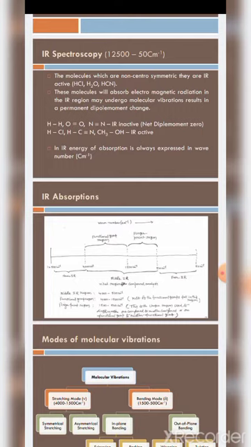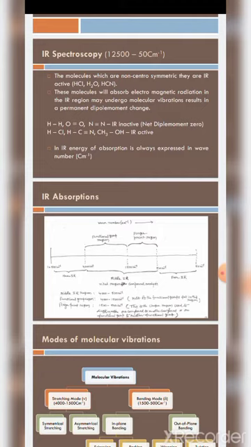These molecules will absorb electromagnetic radiation in the IR region and may undergo molecular vibration, which results in a permanent dipole moment change. So you will get clarity by seeing which are IR inactive, like H2 and O2. These are IR inactive due to the reason that the net dipole moment is 0, whereas HCl, HCN and CH3OH are IR active molecules because they are non-centrosymmetric.